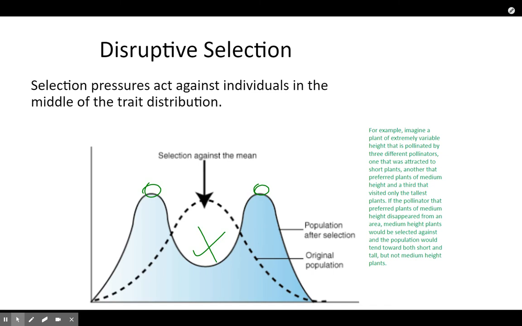That median area, that middle area, is going to get pushed down. Now let's do a couple examples. I have three examples, guys, we're going to go through.